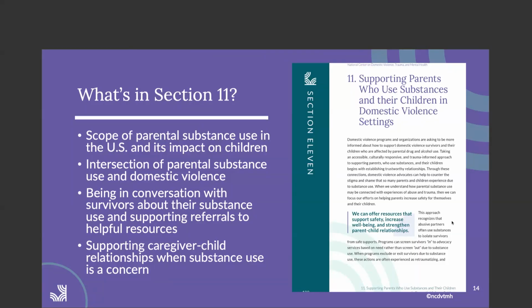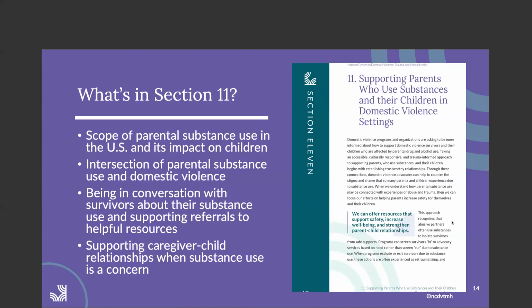So we know there can be an overlap between domestic violence and substance use. And we understand that survivor substance use may very well be connected with their experiences of abuse and trauma. And survivors' use of substances may be impacting their relationships with their children. So section 11 includes information about the scope of parental substance use in the United States, providing some statistics on adults who are using substances, as well as the impact of parental substance use on children. The toolkit offers some guidance on responding to parental substance use, as well as increasing our self-awareness on how we are responding to survivors who use substances and are currently parenting.